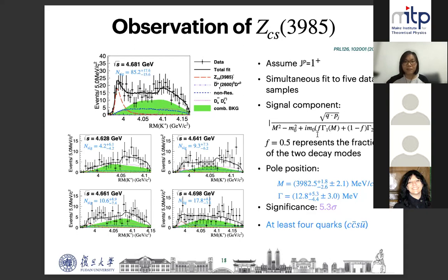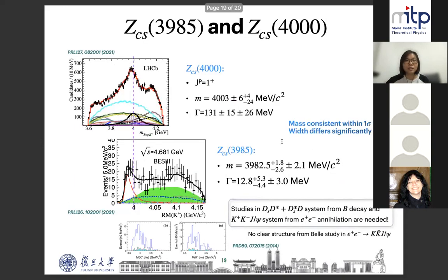So it contains at least 4 quarks, and could be the strange partner of Zc(3900). In comparing this Zcs(3985) with the Zcs(4000) observed by LHCb, we can see that the masses are consistent within one standard deviation, and the widths differ significantly. Definitely more investigation should be done from both experiments, and at BESIII we should also study the structures in the K K J/psi final state.